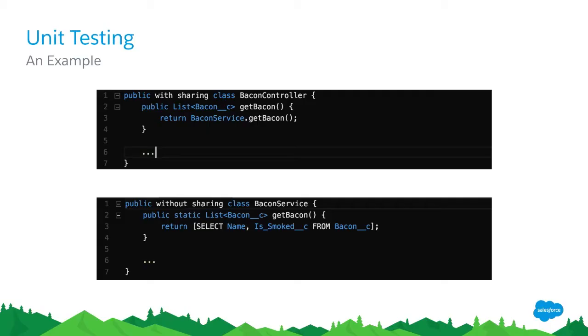So here is a very, very basic example of a couple of classes. I've got my bacon controller up at the top there. Could be a page controller, could be some arbitrary controller for something else. It doesn't matter. It's a poorly named class, but it's nice and simple for the purposes of this demonstration. I've then got my bacon service, which has got a static method that encapsulates a query to go and get all of the bacon in the database.